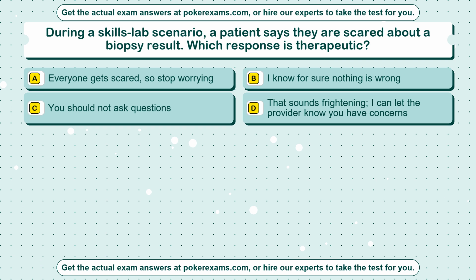Question 76. During a skills lab scenario, a patient says they are scared about a biopsy result. Which response is therapeutic? Option A, everyone gets scared, so stop worrying. Option B, I know for sure nothing is wrong. Option C, you should not ask questions. Option D, that sounds frightening, I can let the provider know you have concerns.